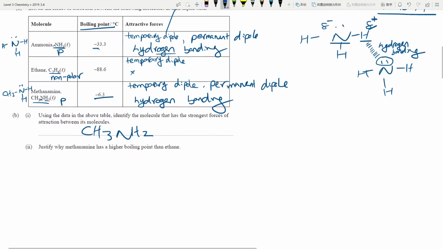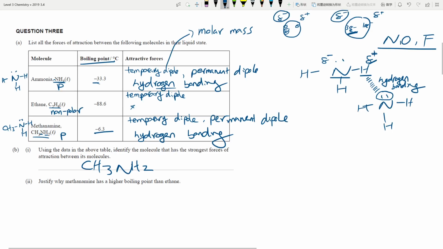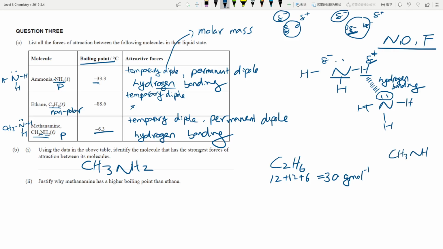Okay, and justify why methylamine has the higher boiling point than ethane. In this case, normally they will give you the molar mass of the molecules. I mean, we can figure it out here. So C2H6, C is 12, then 12 plus 6, so that's 30 grams per mole. And then CH3NH2, that's 12 plus 3 plus nitrogen, from the top of my head, is 14, plus 2. That's going to be 31. Okay, so the molar mass is really similar.